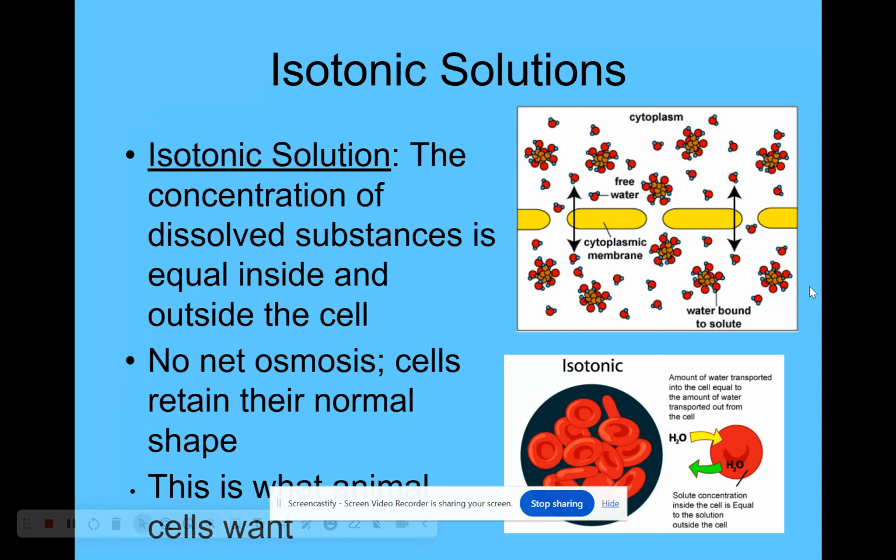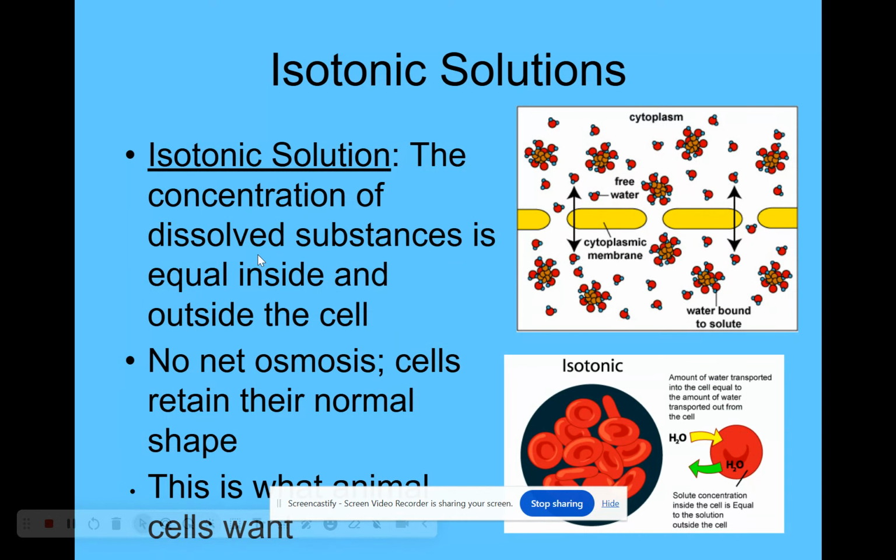The next one is isotonic. The root word iso means the same. So isotonic is basically where you are at homeostasis. So you have the same amount of stuff on the inside that you have on the outside.